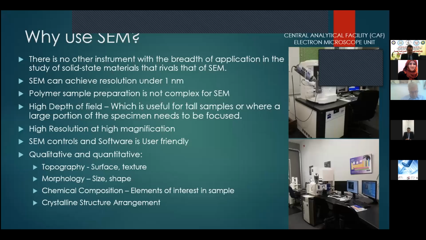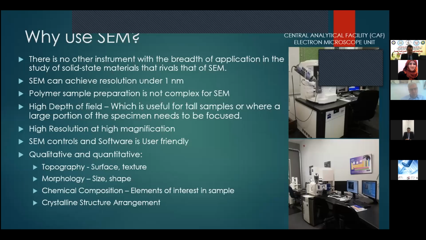So you can get the topographical surface texture analysis, where you can see the fine textures and details of the surface of the sample. And then you can also see the morphological analysis, where you see the size and the shapes of particles, and also establish whether these particles are the shapes and sizes that you were hoping for.